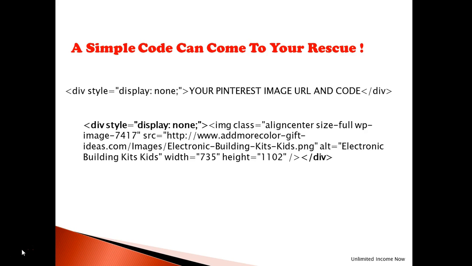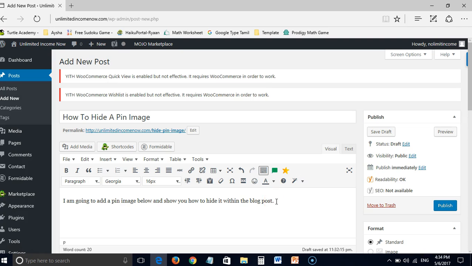Here is an example of a code that WordPress generates for an image, with the div tag code at the beginning and the ending of the div tag code at the end of the code. Now let us see how we can upload an image onto WordPress and create an image that you can hide away from the blog post and use on Pinterest. Now let us go to the dashboard of WordPress to add an image within a new post and to show how it can be hidden within the blog post.